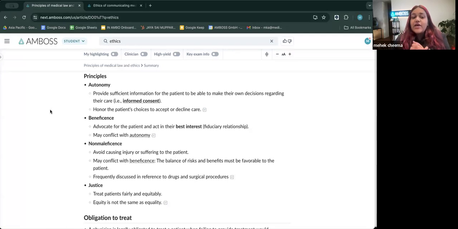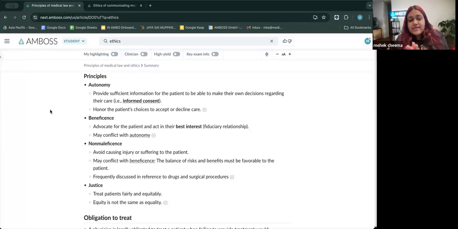Next, non-maleficence, which means that you have to avoid causing injury or suffering to the patient. Now, this may conflict with beneficence, but that's why we always have a ratio of good to bad. So how much good can we do to the patient in this scenario? All right. But at the end of the day, we have to avoid causing any kind of injury or suffering to the patient. And we often talk about this in case of drugs and surgical procedures. An example I'll give you is a surgical procedure might be required, but if it's not going to do much positive for the patient, but might do more harm, then you wouldn't want to proceed with that.